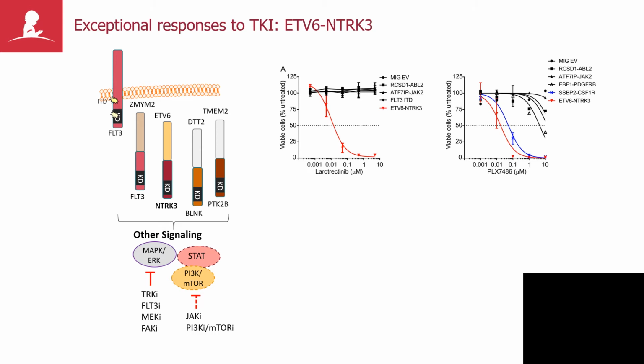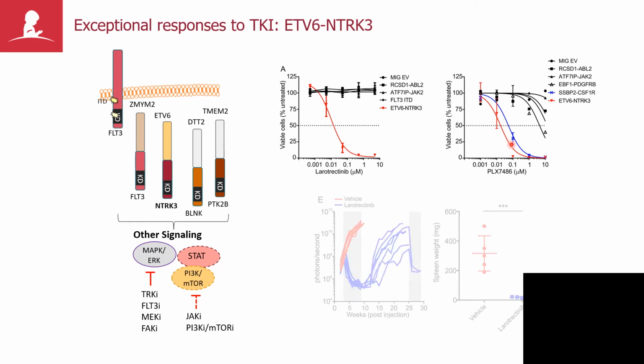There is a diversity in response to therapy in PH-like leukemia. So I show a couple of examples of this. At one extreme, we have ETV6-NTRK3 leukemia, which is seen in 1 to 2% of leukemia cases where there's this chimeric rearrangement of ETV6 to NTRK3. Cells expressing ETV6-NTRK3 are exquisitely sensitive to larotrectinib, an NTRK3 inhibitor, or here a plexicon agent that also inhibits CSF1 receptor, which is targeted by fusions in ABL class PH-like leukemia.